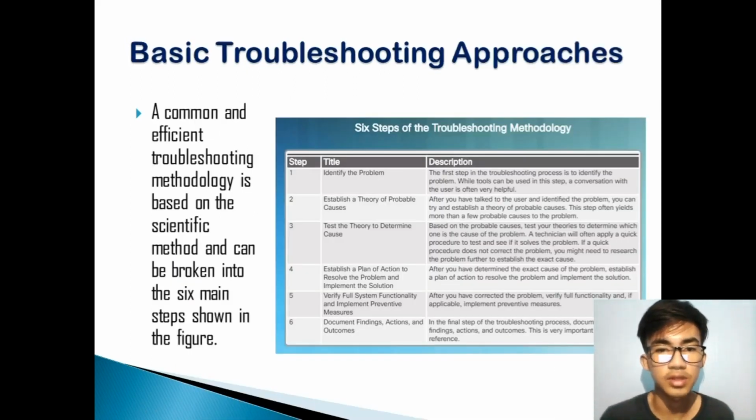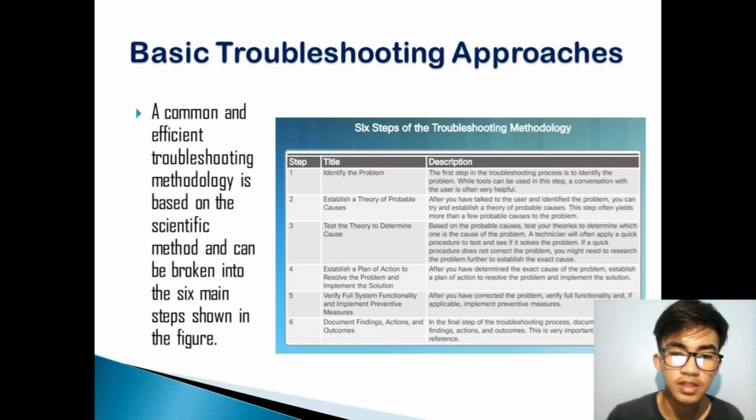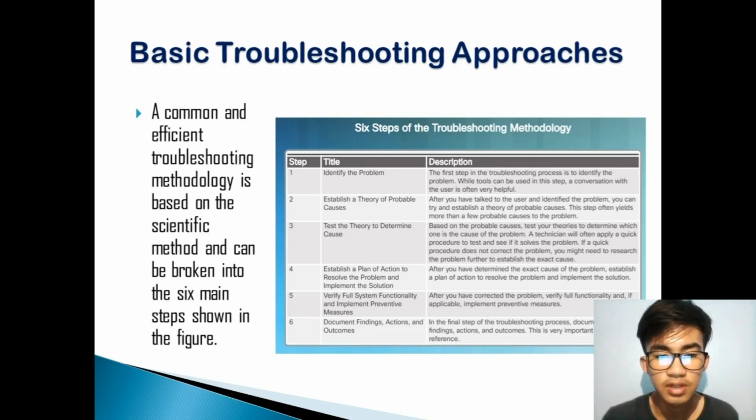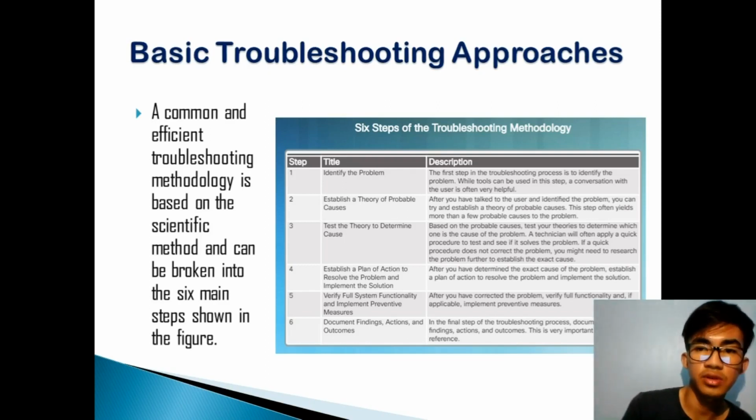Basic troubleshooting approaches. A common and efficient troubleshooting methodology is based on the scientific method and can be broken into six main steps shown in the figure. Step 1, identify the problem. Step 2, establish a theory of probable causes. Step 3, test the theory to determine the cause. Step 4, establish a plan of action to resolve the problem and implement the solution. Step 5, verify full system functionality and implement preventive measures. Step 6, document findings, actions, and outcomes. That's the basic troubleshooting approaches.